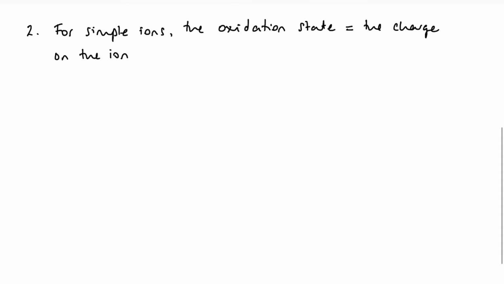Rule number 2. For simple ions, the oxidation state is the charge on the ion. So, for example, if I take a bromide ion, its charge is -1. So it has an oxidation state of -1. And we need to be very clear here that we write the charge going in front of the number. Okay, another example. Oxide ion. It would have an oxidation state of -2.